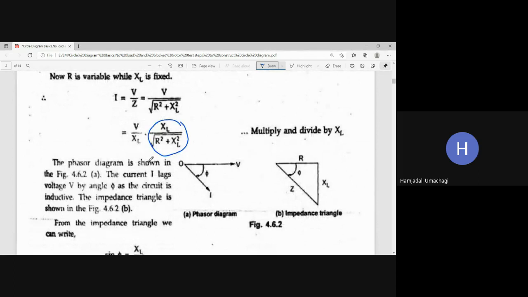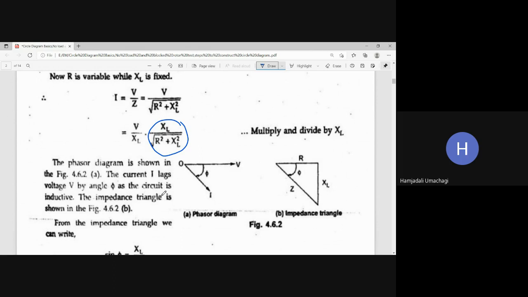The phasor diagram is shown in figure 4.6.2a. This is a phasor diagram where this is the voltage phasor and this is the current phasor. Since it is an RL circuit, it has an inductive load. Because of that, the current lags the voltage by an angle phi, as the circuit is inductive in nature.